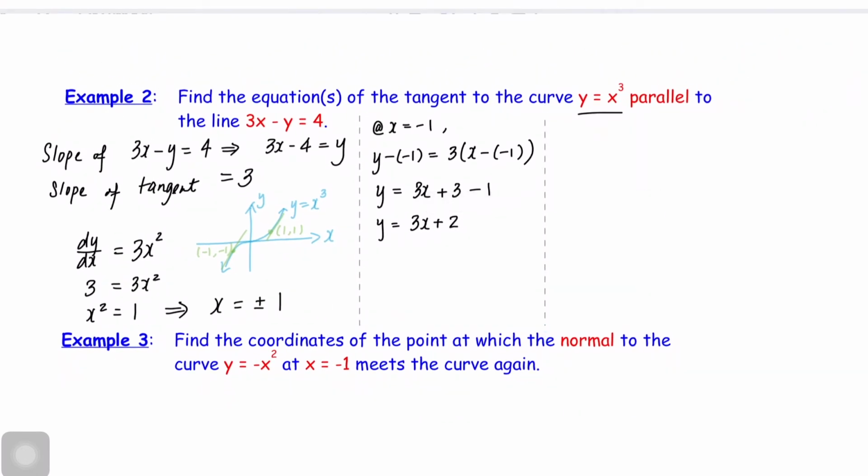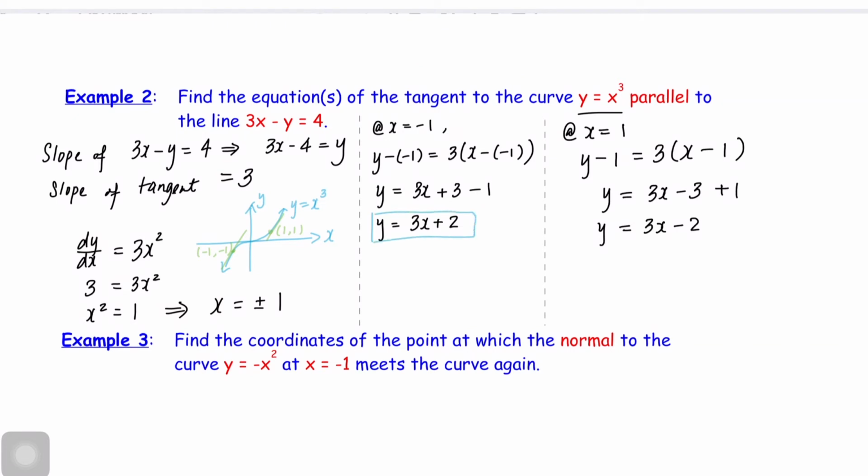And then at x equals +1, using point slope form again, y minus the y coordinate is equal to the slope 3 times x minus the x coordinate. So the equation of the tangent is 3x minus 3 plus 1, which is 3x minus 2. Okay, so once again, exam tip, put a box around your final answers. All right.